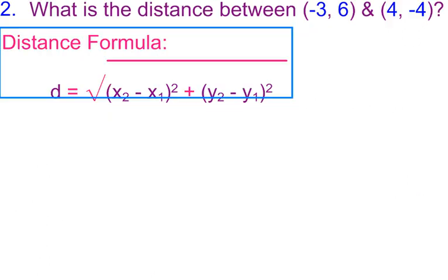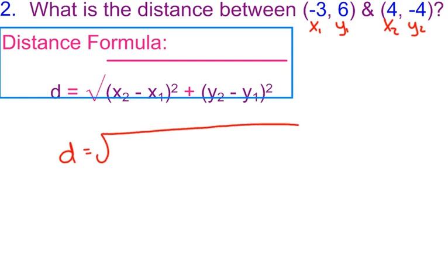Number 2, what is the distance between these 2 points? So here's our distance formula. We're going to go ahead and apply that. Just to remind you of how you do that, this would be considered x1, y1, x2, y2. So I plug them into the formula. The distance equals the square root of x2 minus x1, so 4 minus a negative 3 squared, plus y2 minus y1, so negative 4 minus 6 squared.